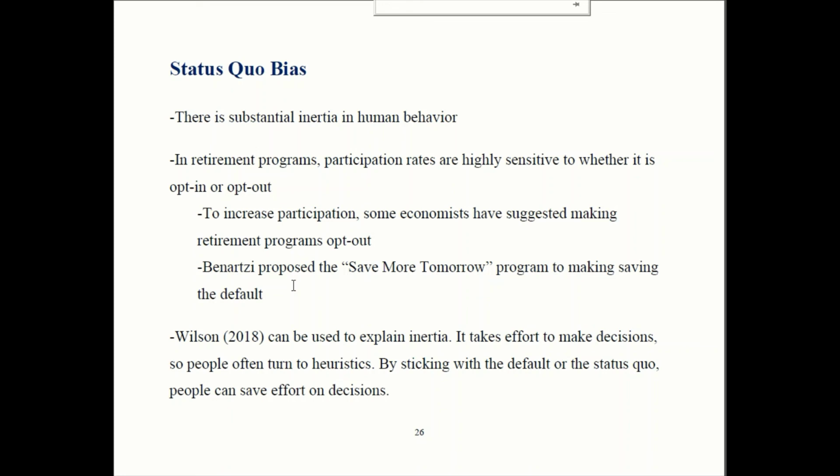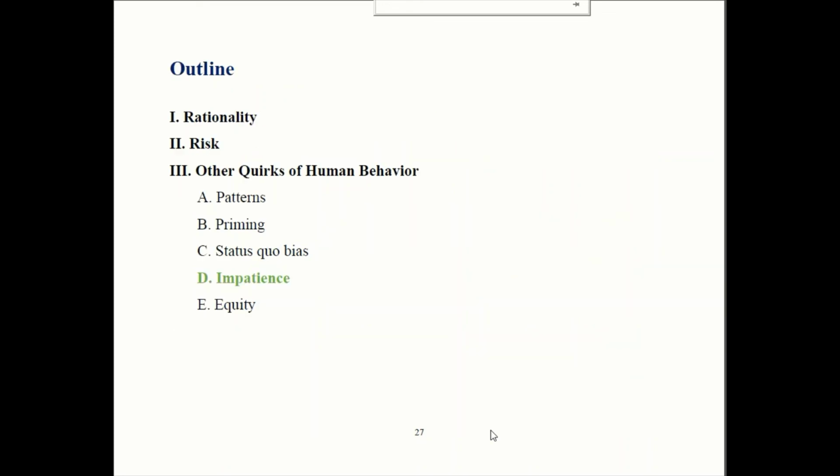Habits are also consistent with the Wilson paper written in 2018. Or I should say, more precisely, published in 2018. So if people do have a status quo bias, you can try to explain that by saying that it takes effort to make decisions. The shortcut is to stick to the status quo.